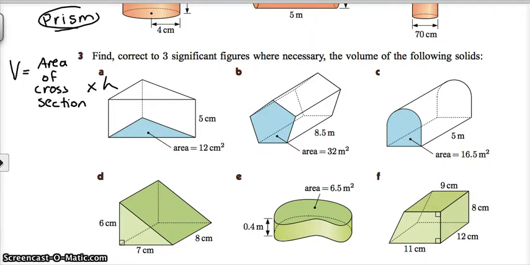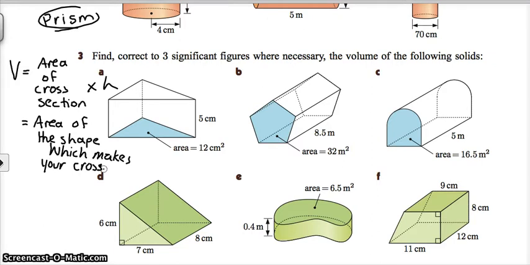So the moment that it's a prism like this, we do area of the cross section. I'd almost like to change it to say the area of the shape which makes your cross section. Does that make sense? What's the cross section? Yeah, that's right. Now your cross section, times by your height. Remember I said, imagine each shape as a block of cheese, and if you cut it any way, you're going to get exactly the same shape all the time.